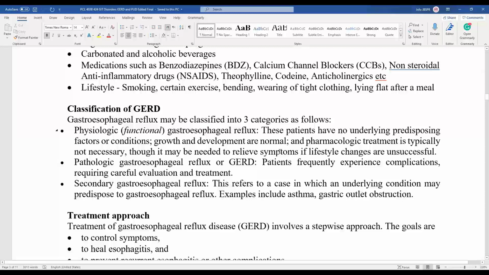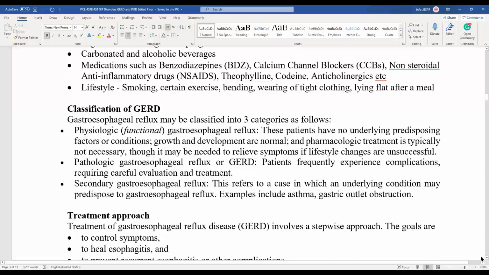Then it can be pathological, whereby the patient can experience even some complications and there may be need for careful evaluation and treatment. There can be secondary, which refers to a case when an underlying condition predisposes to gastroesophageal reflux. Some of these conditions are like asthma or gastric obstruction.